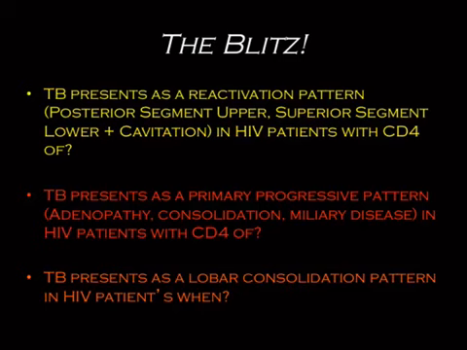TB presents as reactivation pattern in HIV patients with a CD4 of what? So greater than 200, you can think about. This is going to be in contradistinction to this question in red, which is primary progressive occurs when. So in primary progressive, you couldn't stop it to start with. So that has a really low CD4 count, so that's less than 200. In reactivation, you at least stopped it to start with, but then it came back. So that's more than 200. So that's more of an HIV person as opposed to a full-on AIDS person.